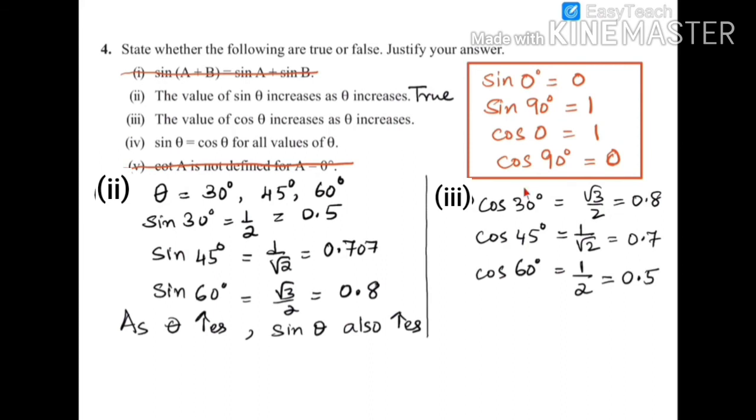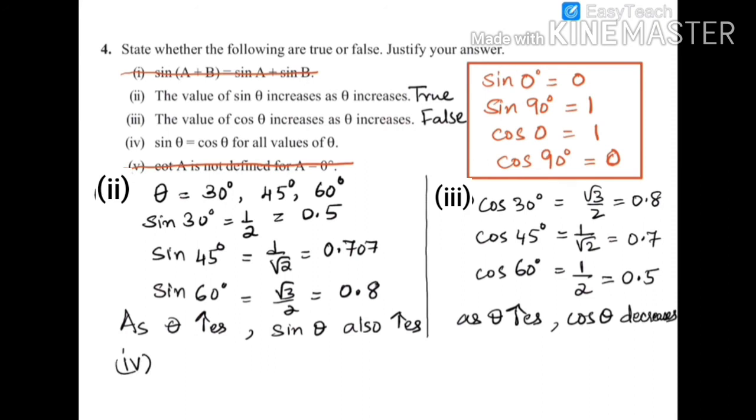So notice that as you increase the angle, cos theta goes on decreasing. So this statement will be false. And the correct statement will be as theta increases, cos theta decreases.